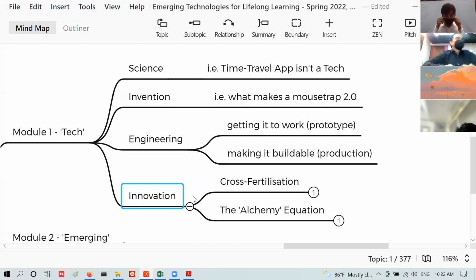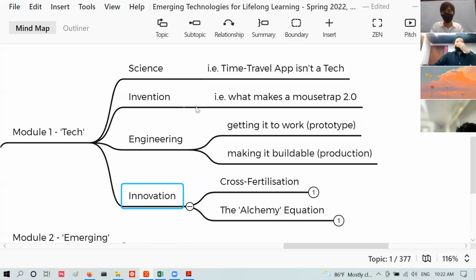Okay. There are more answers. This is it. Okay. This is not a class in innovation per se, but these are the two things I want to highlight. One is called cross-fertilization. One is called the alchemy equation. Now, let's see what they look like. Well, let's go with cross-fertilization.